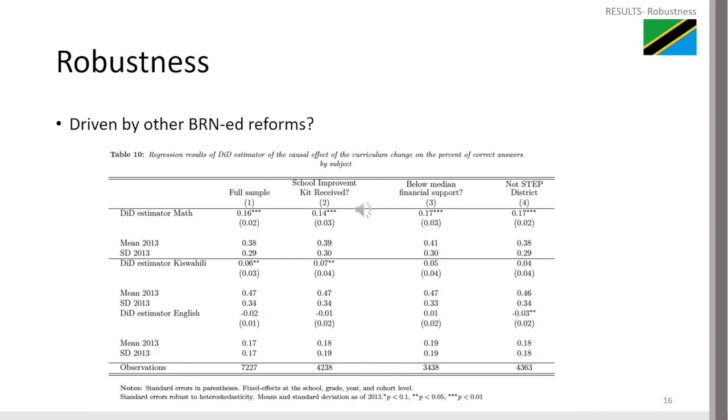So we can see whether, for example, if your school received this, do we see any evidence that our diff and diff is different along any of these dimensions? And what we see in columns 2, 3, and 4 is that, again, when we look at these components, we don't see any differences in our results. And again, that suggests that these BRN activities are not driving our results. The other BRN activities were targeted at grade 7 and above, and so they're not really going to be pertinent to the results here.